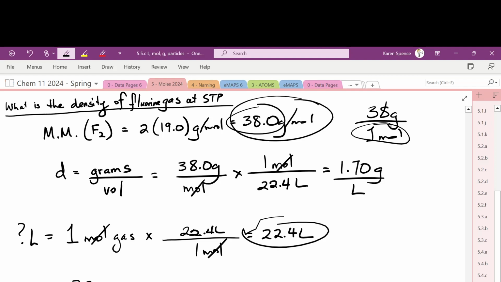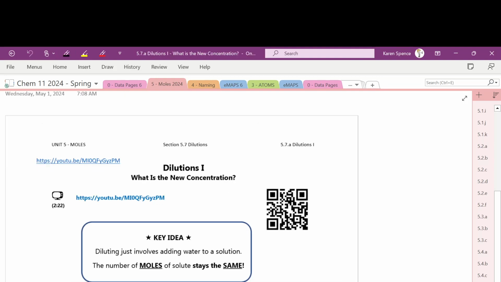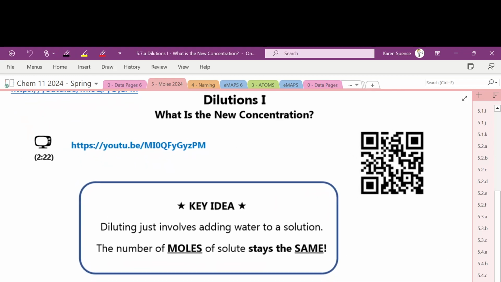Yeah? Are we ready to do dilution? Yeah, for sure. Well, if we're not ready, we're going to do it anyway. Let's see what we got here. 5.7a. There we go. Dilution.